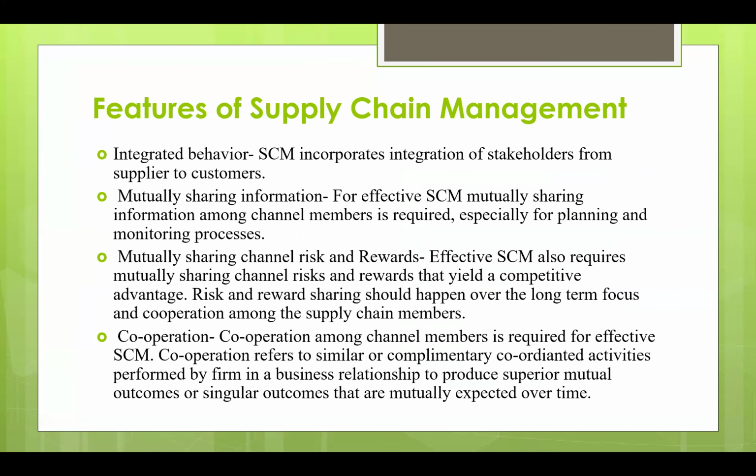Now, coming to the features of supply chain management, we can say it shows integrated behavior. That is, it incorporates integration of stakeholders from supplier to customers. Then, mutually sharing information. That is, for effective supply chain management, mutually sharing information among various channel members is required, especially for planning and monitoring processes.